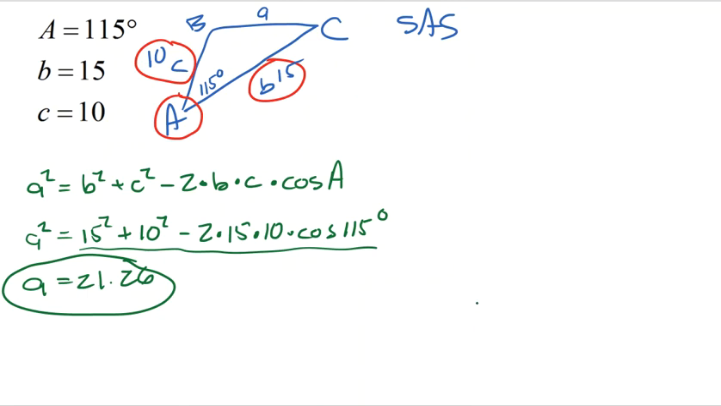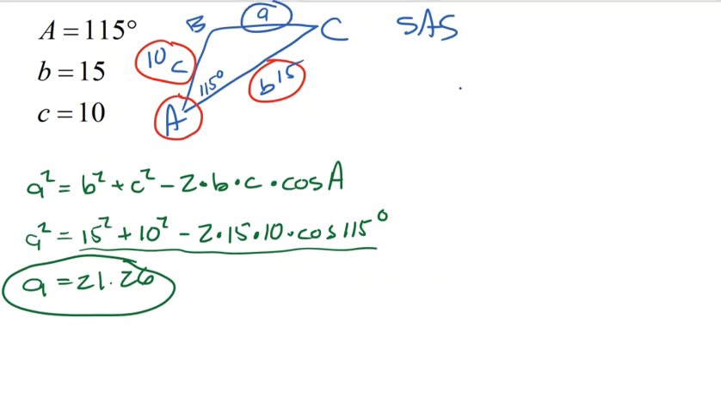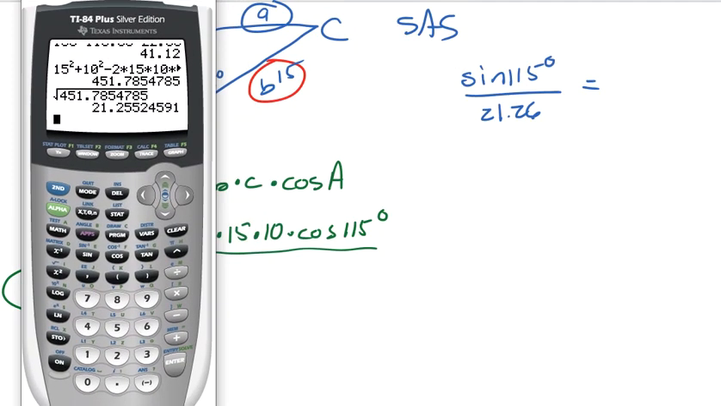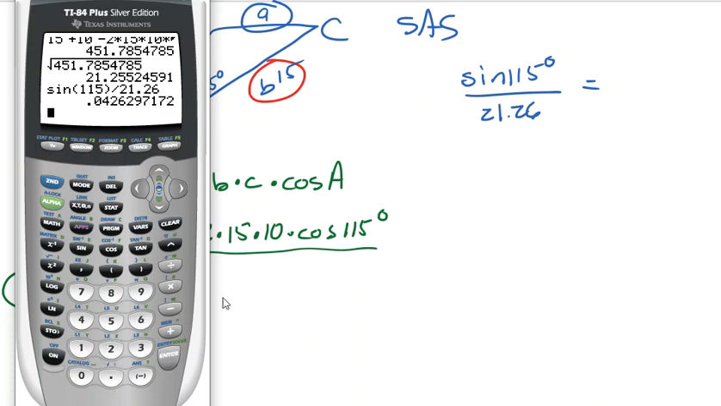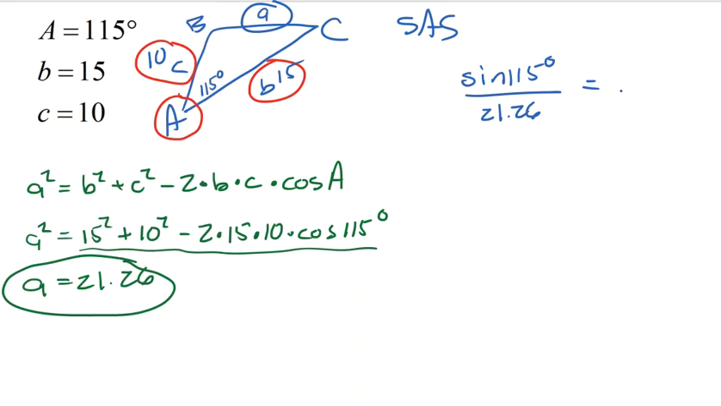All right, now that I know A, well, I guess I could go and use the law of cosines because I do know all three sides now, but that would actually be spending more time than you need because now I know both A's, I could use the law of sines, my best friend. So sine of 115 degrees divided by 21.26 is my magic ratio. I can't emphasize enough, any problem that starts off the law of cosines is going to go to the law of sines as well. It's easier. So my magic ratio is sine of 115 divided by 21.26. And I get 0.0426 as my magic ratio.